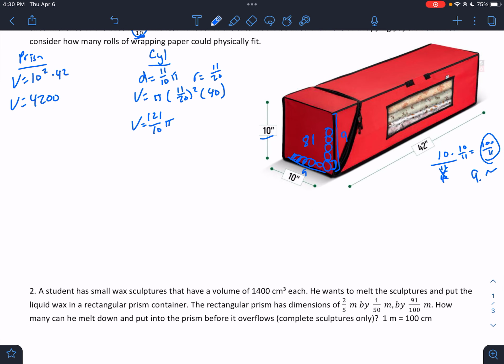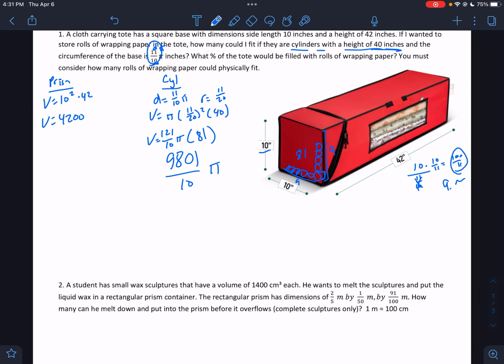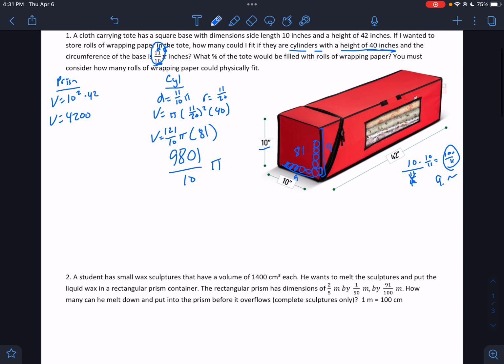So we need to multiply this volume times 81, and we get 9801 over 10 pi. So how do we get the percent that is filled up? Well, it would be the wrapping paper divided by the prism, the bag, times 100. So if I type that in, our answer, if let's say we round to the nearest whole number, would be 73%. It's a little bit more than 73%.